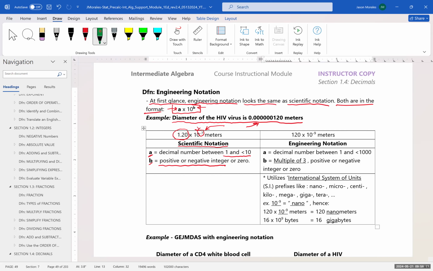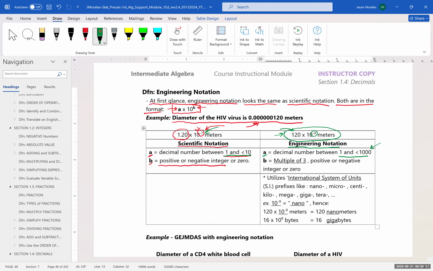Now let's contrast that with engineering notation. You'll notice here it has the same format as scientific notation, but one thing you'll notice is that a is not between 1 and 10. You'll also notice the exponent has changed to negative 9. It was negative 7, and now it's negative 9. Well, why? A now, instead of being between 1 and 10, is a number between 1 and 1,000. 120 is a number that's between 1 and 1,000.